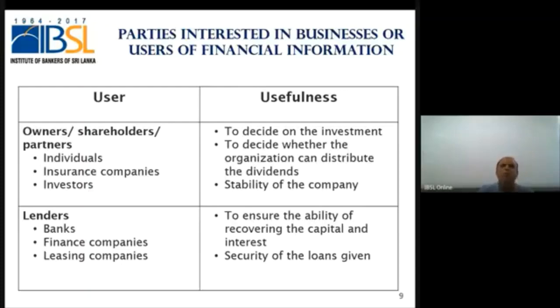So when you get to know the financial information of the company, you may decide whether you want to retain the investment for the future, or whether you should take out your investment because you are not getting anything out of it. If I'm not getting anything out of this business, then there is no point in having my money put into that business. That is what we call deciding on the investment.